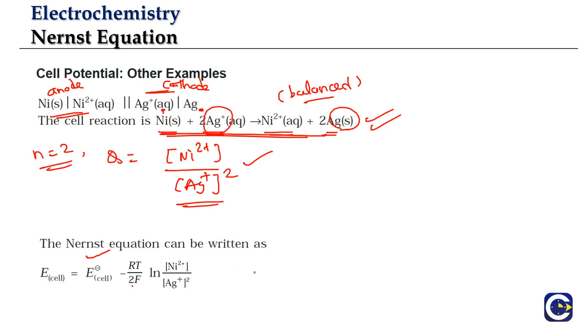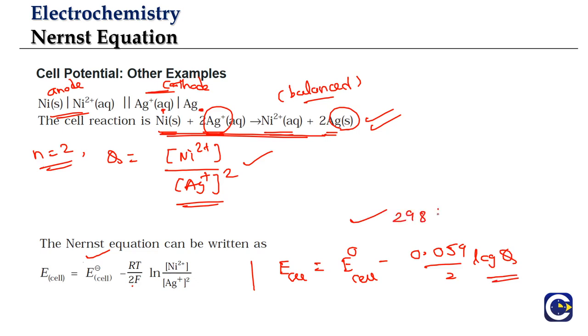If the temperature is as it is, 298 Kelvin, then E cell will be equal to E naught cell minus 0.059 by 2 log Q, because we are converting this into decimal logarithm. So Q is nickel 2 plus ion concentration divided by Ag plus ion concentration squared. This is when the temperature is not changing, as it is 298 Kelvin. So this is one more cell for which we can write the Nernst equation.